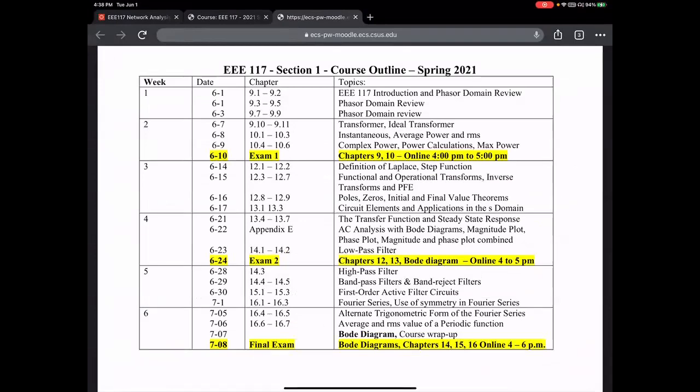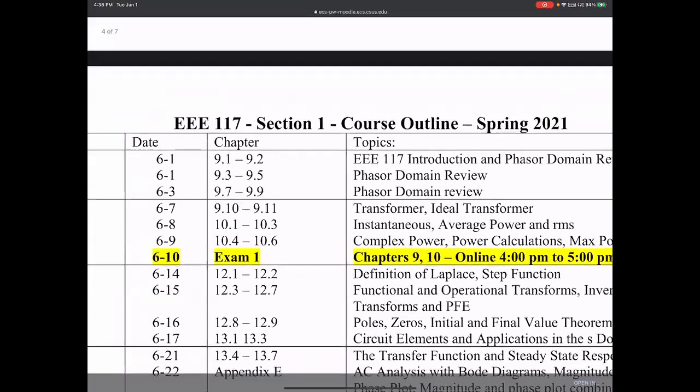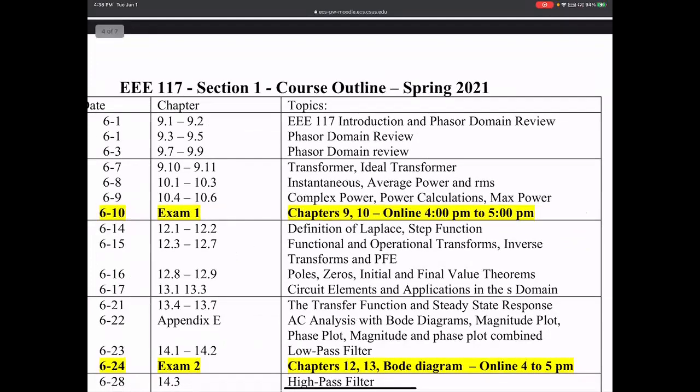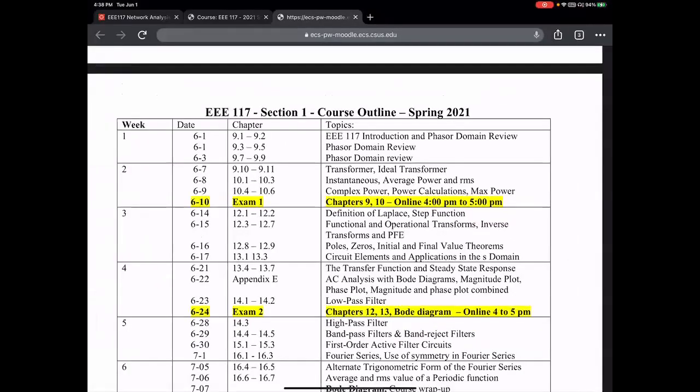Now I'm going to delve into the course material, starting with chapter 9.1 in the textbook. We are done with the 117 introduction and syllabus. I want to quickly talk about a Phasor domain review.